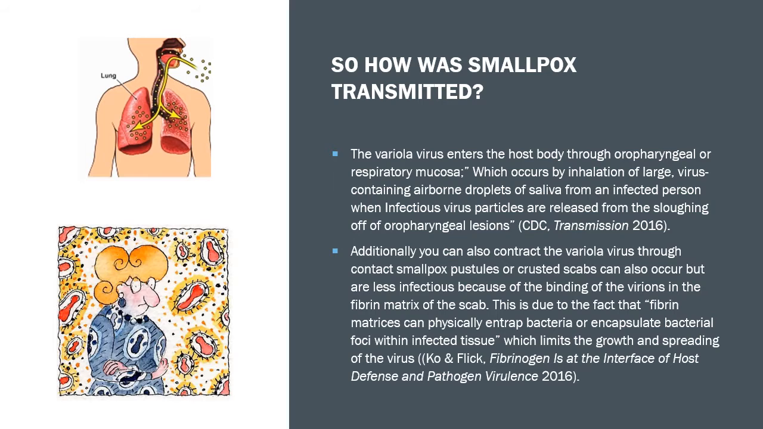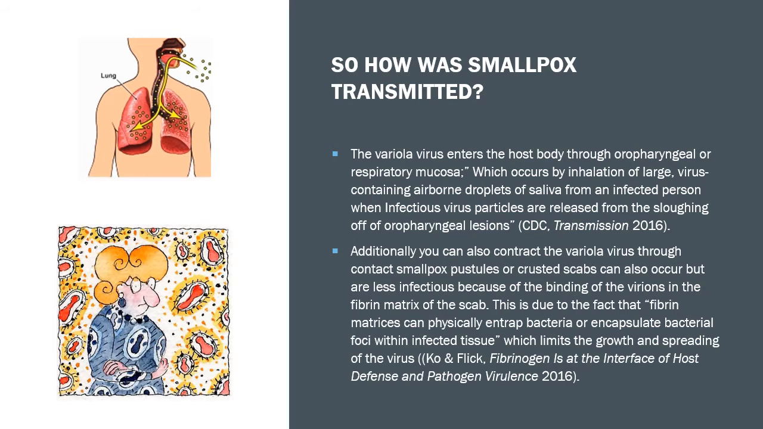So how is smallpox transmitted, meaning the variola virus? So there's two ways that the virus can be transmitted. The first way is that it can enter the host body through oropharyngeal or respiratory mucosa, meaning when somebody sneezes or coughs, those virus particles enter the air and anybody nearby could easily inhale those droplets.